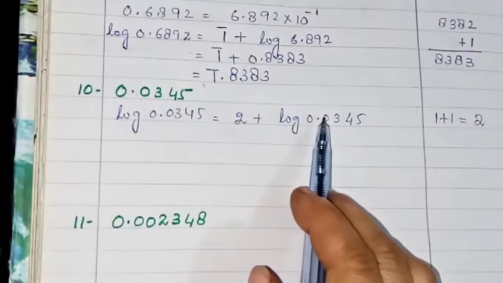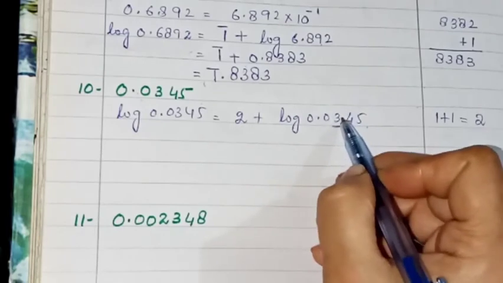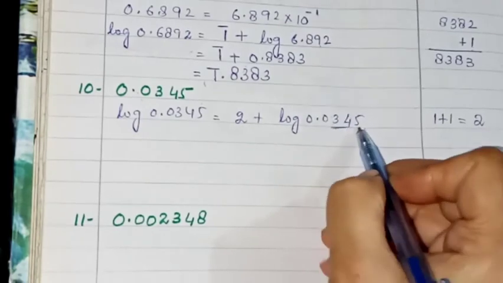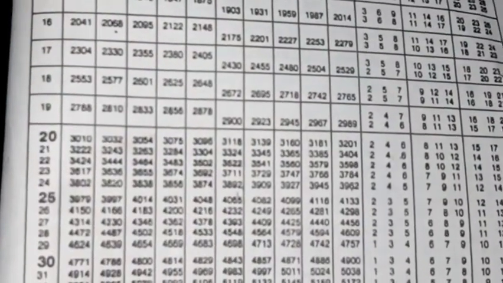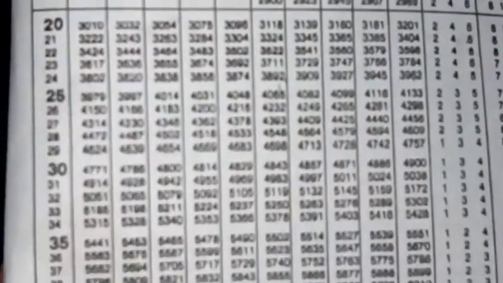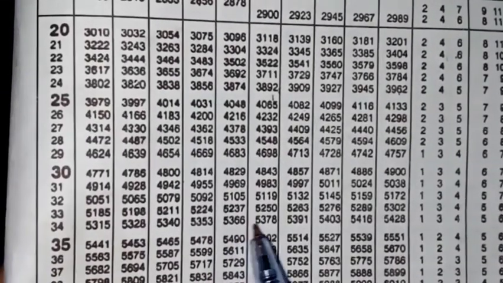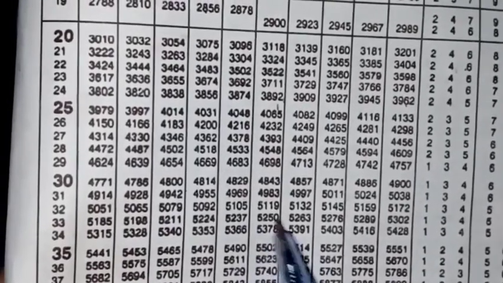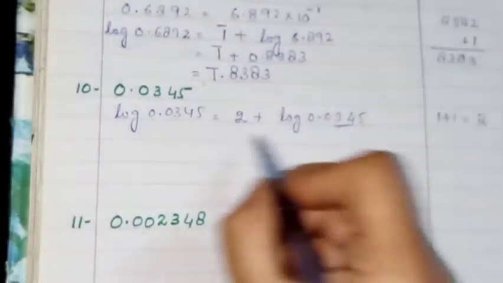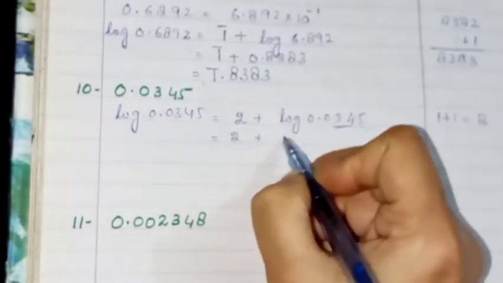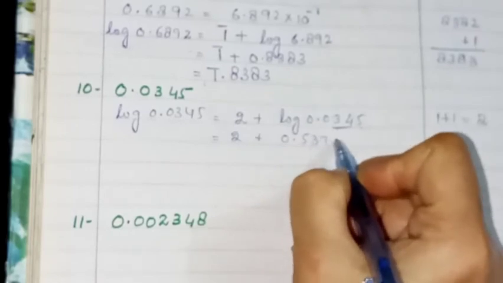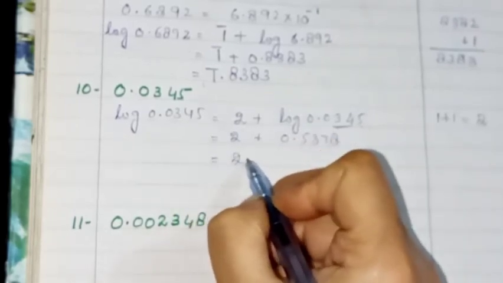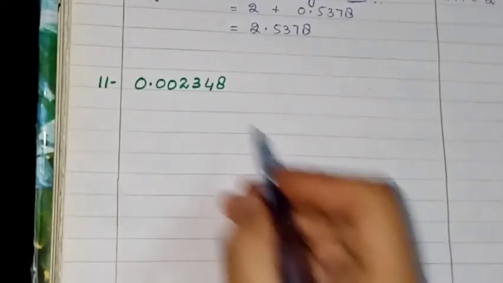So ignore this 0, take the non-zero digits only. You have to go for 34 and then 5. I am checking this 34 in the column 5. So this is the value 5. Here it is 5378. The next value is 0, so we have to take this one only, 5378. We have to write it like this, 0.5378, and the answer will be 2.5378.